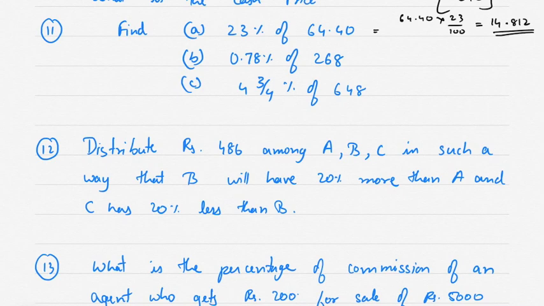Now question number B. 0.78% of 268. So what will you do? 268 into 0.78 divided by 100. So I believe it comes to 2.0904. Okay. Next one.